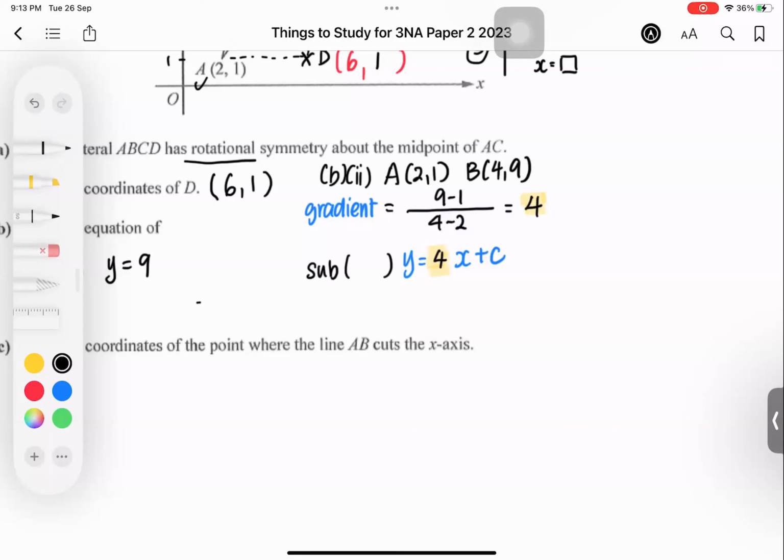It is the equation of line AB, right? Do you want to use A or do you want to use B? For me, I just anyhow choose. I choose A, okay? I sub the point into the equation. So this means y is the number 1, for x is the number 2 plus c. How to find what is the number for c? Please calculate.